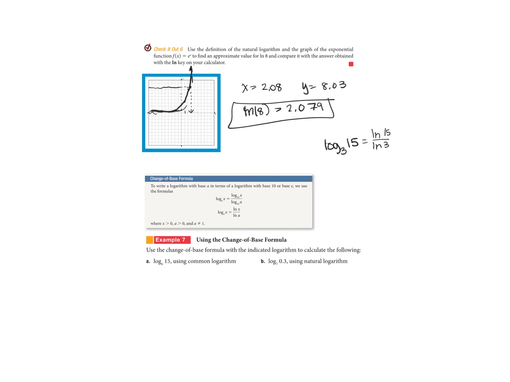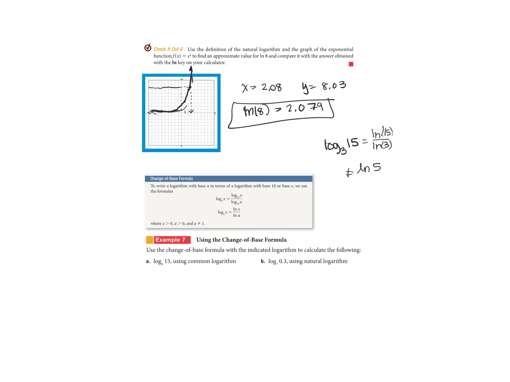So now on my calculator, I can do the natural log of 15 divided by the natural log of 3. Please note, and this is super important, this does not equal the natural log of 5. You cannot just reduce those in any way, okay? It does not work that way. So that is the change of base formula.